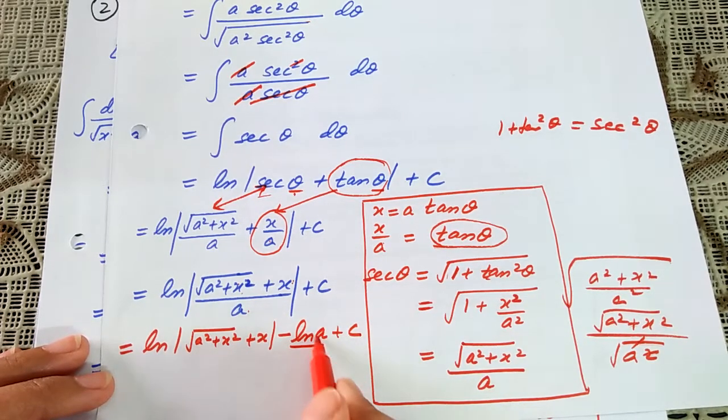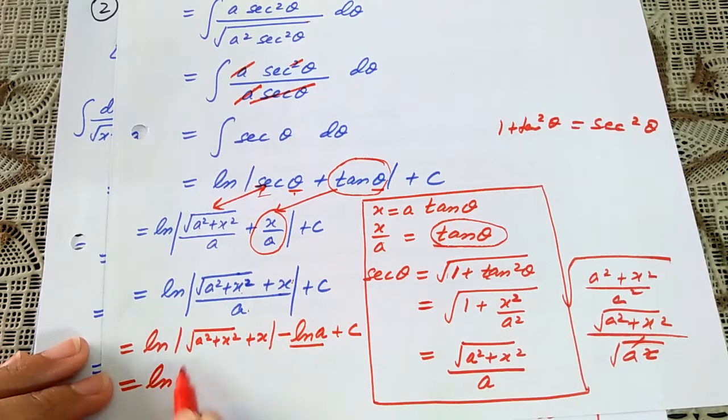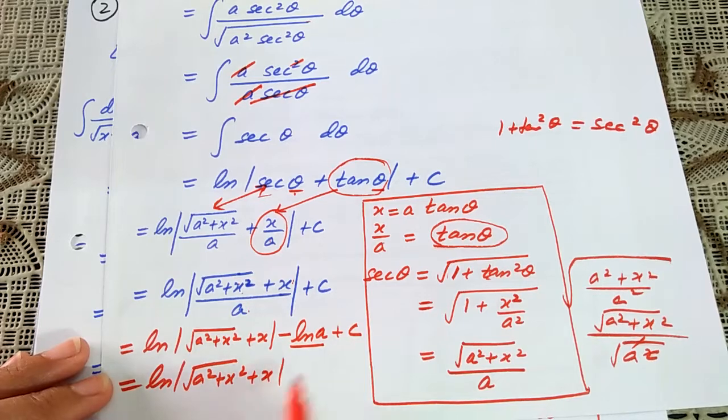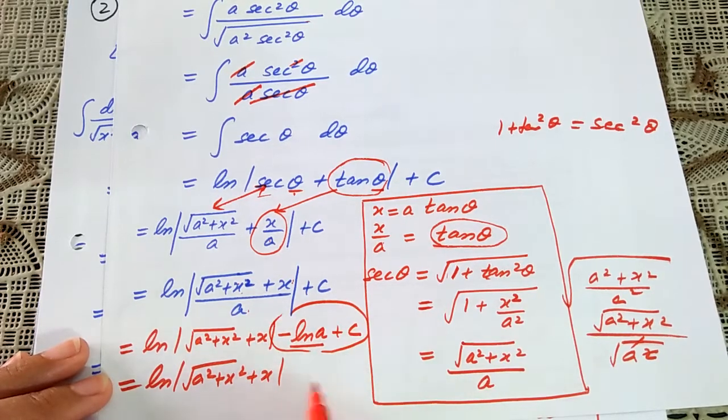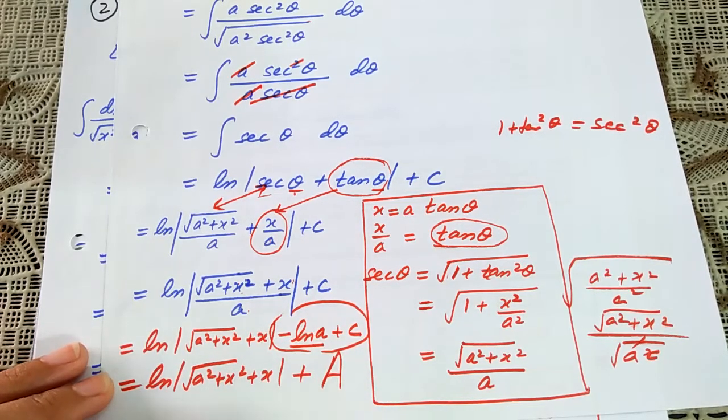Now ln of a, this a can be any constant. This constant will also result in any constant number. So we can merge these two constants and say, let's suppose this is A, any other constant. Two constants when added will give us any other constant.